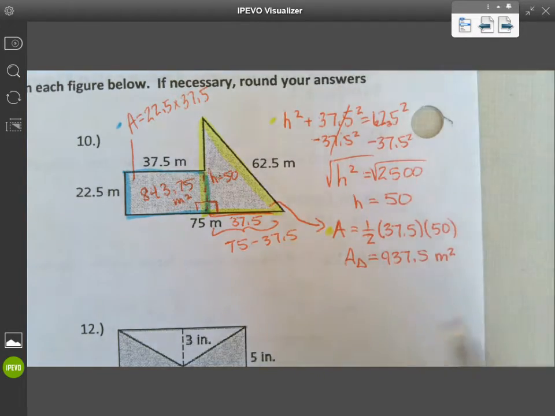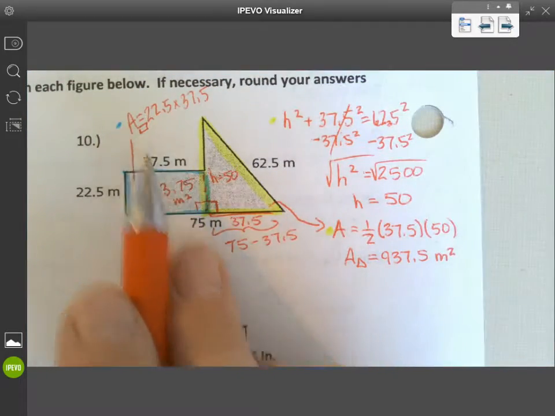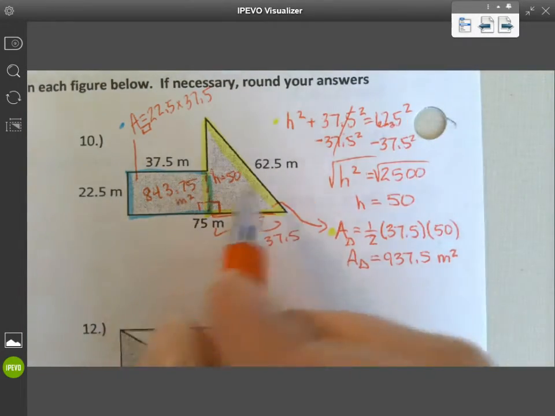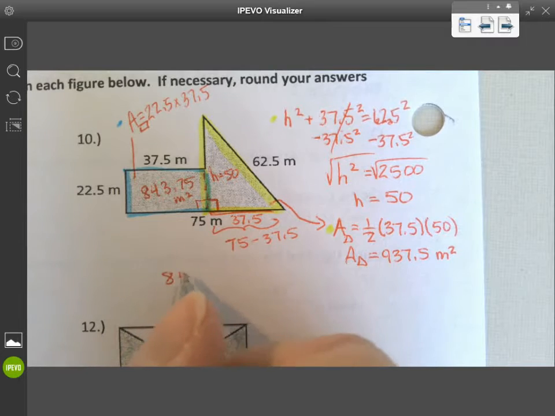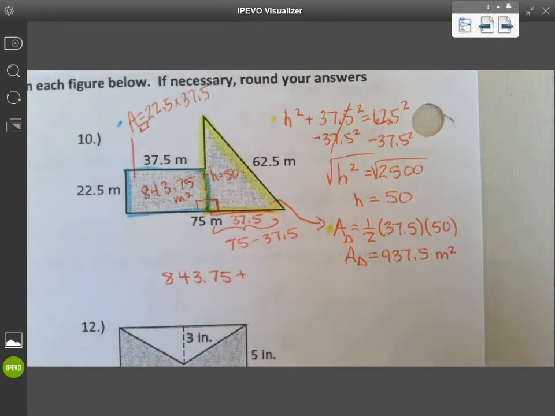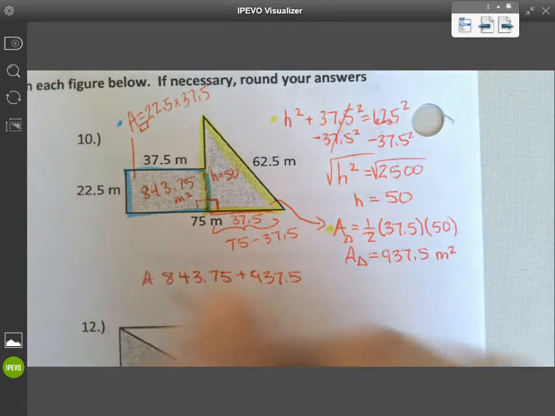So if you ever wanted to separate this, like I could put the little shape here. So this is saying, hey, area of the rectangle, area of the triangle. That might help some of you, to differentiate which one you did. Now, what we need to do is add these two shapes together. So take the area of the rectangle, 843.75, and add it to the area of the triangle, which was what, 937.5? And what is our overall area?